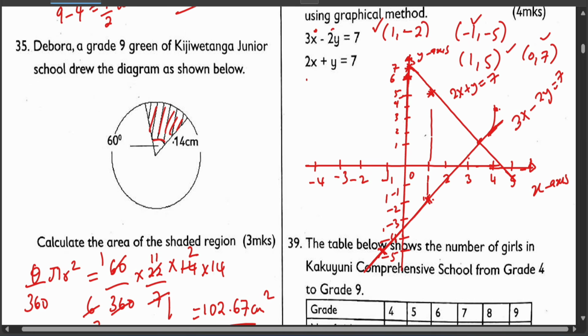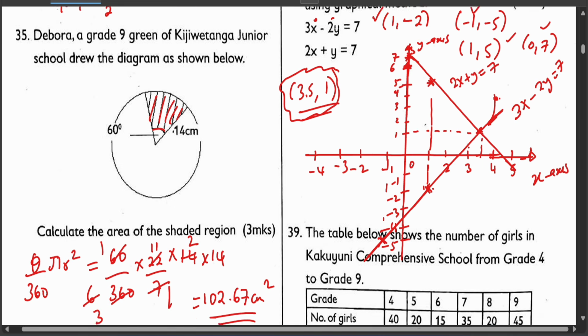So where they meet, let's say for me they met here at 3.5 and 1, but I don't know yours, because I've used my hand and everything, so it's not accurate. Your answer shouldn't be lying here, it should be lying here. So try your best and find a solution. But this one is not your answer, because it's still not that accurate.